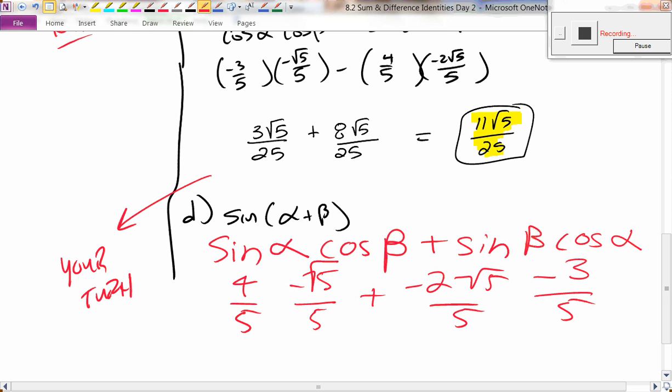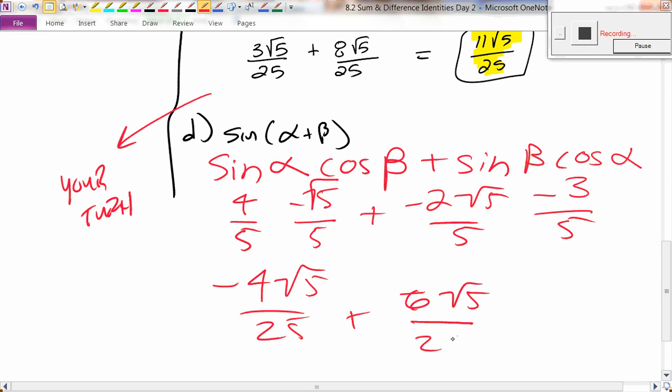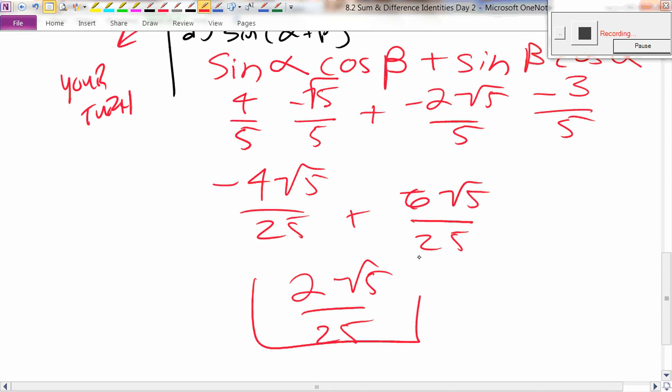So then, you can combine those to a negative 4 rad 5 over 25 plus a positive 6 rad 5 over 25. And you can combine that to a 2 rad 5 over 25 because subtraction. And that is your answer. All right. Is that right?